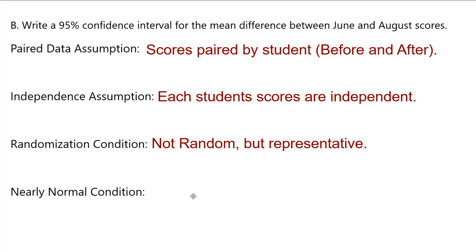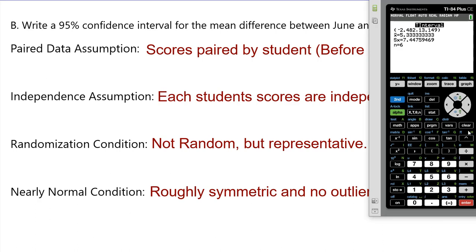Nearly normal. They didn't actually show what it was. I guess we could actually graph it out. Let me see. Okay, so I'm going to graph the differences, which is list 3. Ready? So we have one histogram on. I'm going to go to list 3, second 3, and then hit zoom 9. Okay. Try that again. Zoom 9.